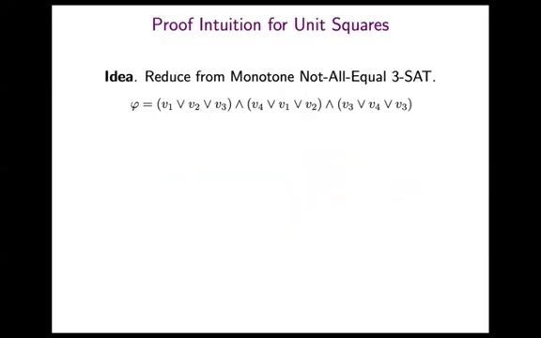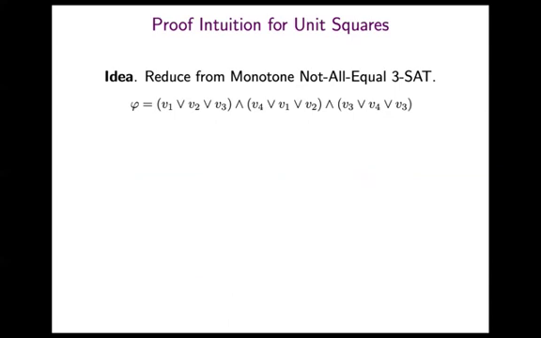To gain some intuition for our proof, let's walk through a quick example of a reduction for unit squares. So here's a 3-SAT formula, and in particular, this is a monotone 3-SAT formula, since each literal is an unnegated variable. Our goal is to determine whether there is a satisfying assignment for this formula, such that the three values in each clause are not all equal. This is known as the monotone not-all-equal 3-SAT problem, which we know is NP-complete due to Schaefer's dichotomy theorem.